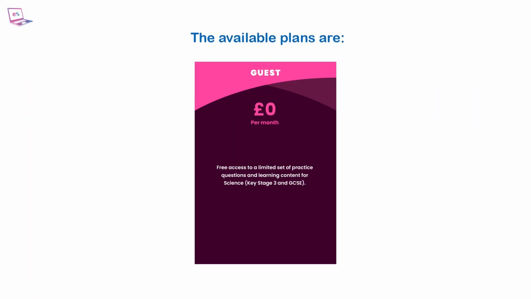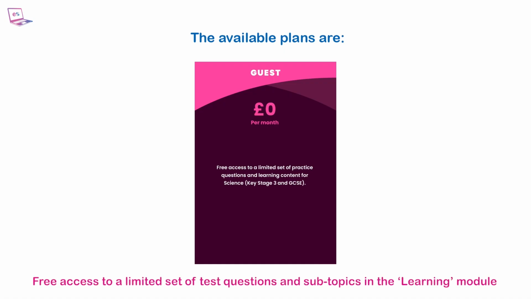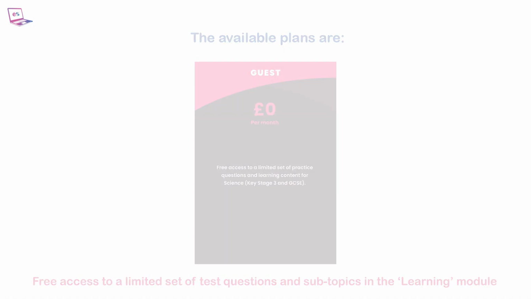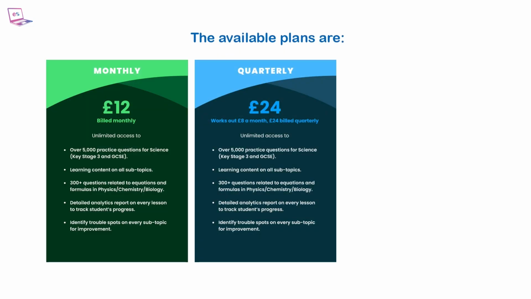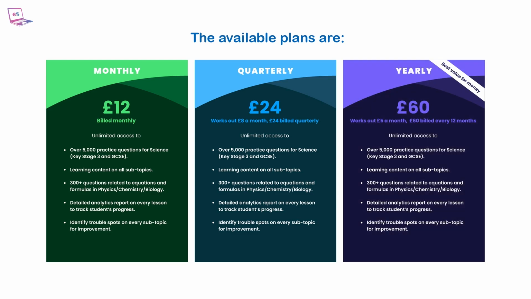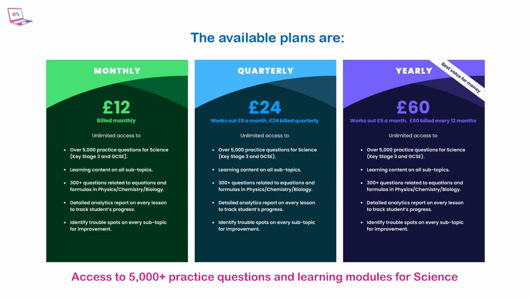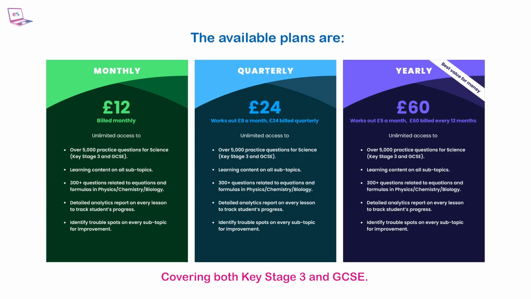The available plans are: Guest, £0 per month, free access to a limited set of test questions and subtopics in the Learning module. Monthly, £12 per month. Quarterly, £24 per quarter. Yearly, £60 per year. The monthly, quarterly, and yearly plans provide access to 5,000 plus practice questions and learning modules for science, covering both Key Stage 3 and GCSE.